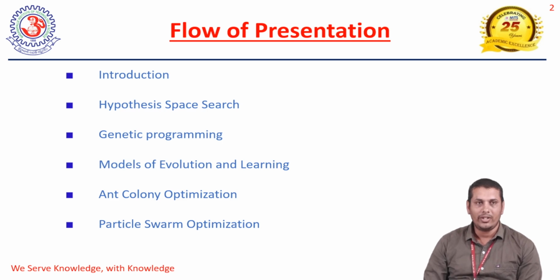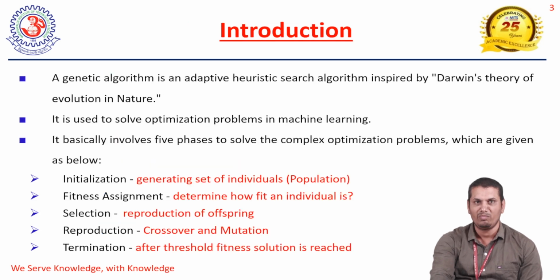The first thing we are going to check is what is meant by machine learning and hypothesis space search, genetic algorithm, models of evolution and learning, and we are going to check with a simple example. That example is going to be ant colony optimization as well as particle swarm optimization. So how these two different real-time implementations can be used in our real-time machine learning applications. So let's start with the first basic introduction about what is meant by machine learning and the hypothesis space search.